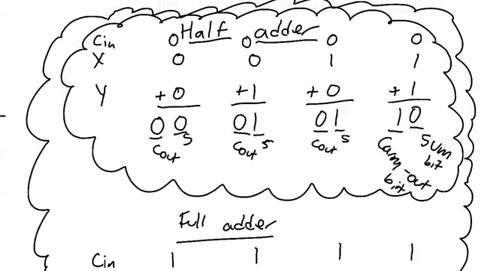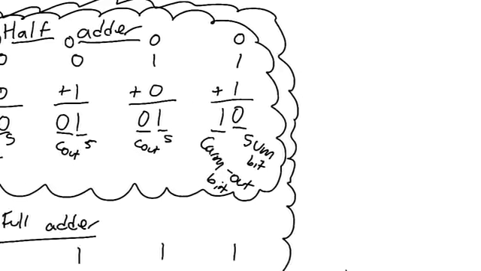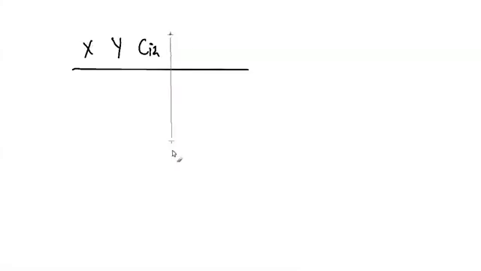So let's draw this out as a truth table. Let's just do that really quick. The truth table is a lot more compact. So we'll just say we have our x, we have our y, and we have our carry in, and we're also going to have over here our carry out and our sum.